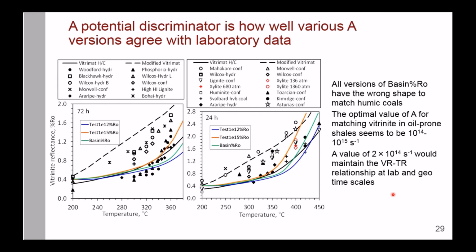Both the work by Doug Waples and myself, when you look at all the determinations in the literature, the good ones, what you find is that the median value of the frequency factor is around 2 times 10 to the 14th. So that would seem to be a plausible way to fix the frequency factor in an optimization of a kinetic model.